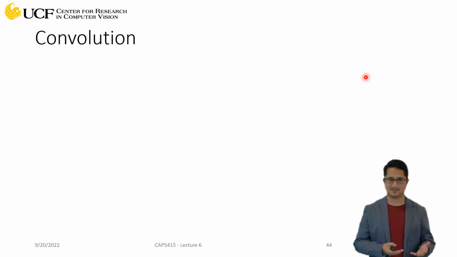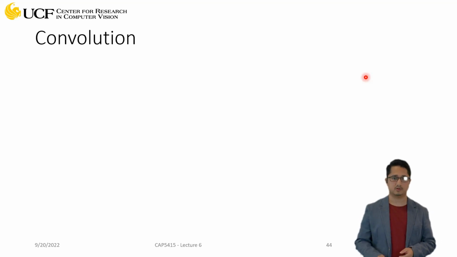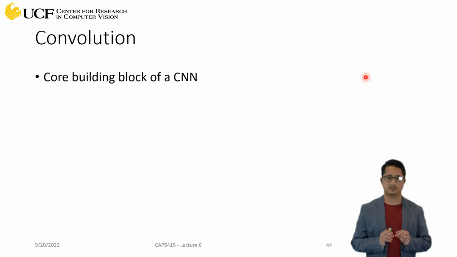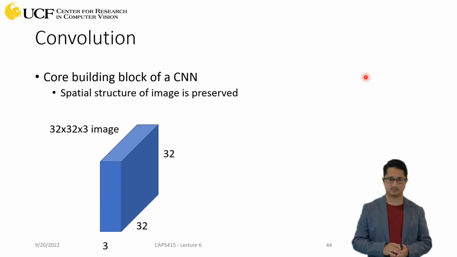Both are almost same operations. And later you will see why it doesn't matter whether you perform convolution and correlation. We'll briefly talk about that. Okay, so this is the core building block, the convolution operation, and also you can say the correlation operation. Okay, so what happens is we try to preserve the spatial structure of image.